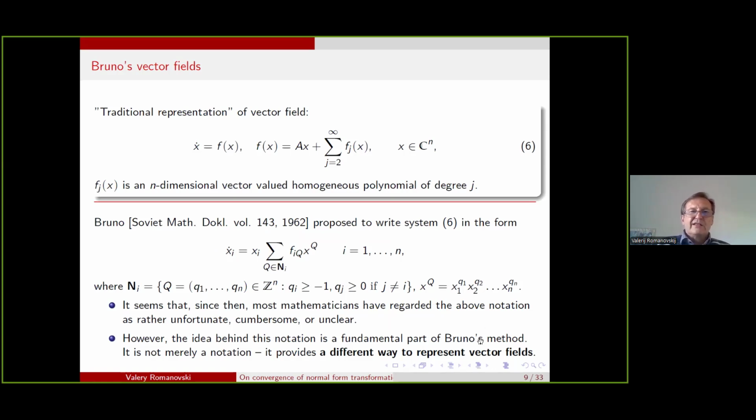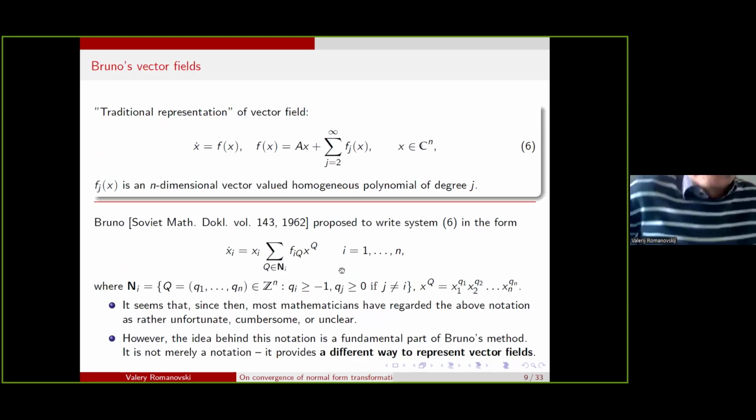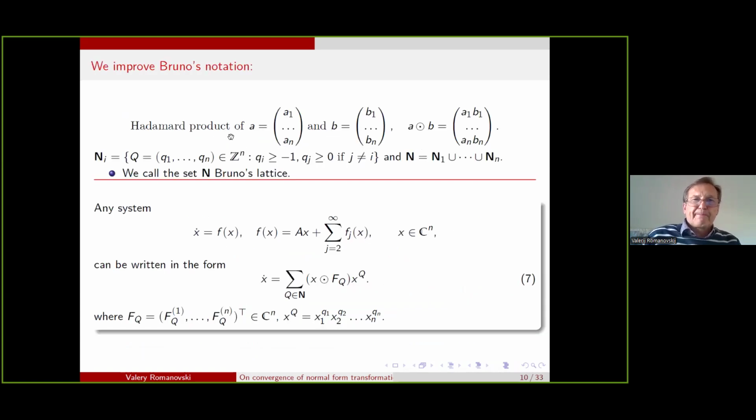But in fact, I'm not sure that Bruno himself realized that he indeed introduced a new vector field representation. Most probably he realized it, but he never emphasized this. And one reason is this notation is not very convenient, but we can propose a very convenient notation.